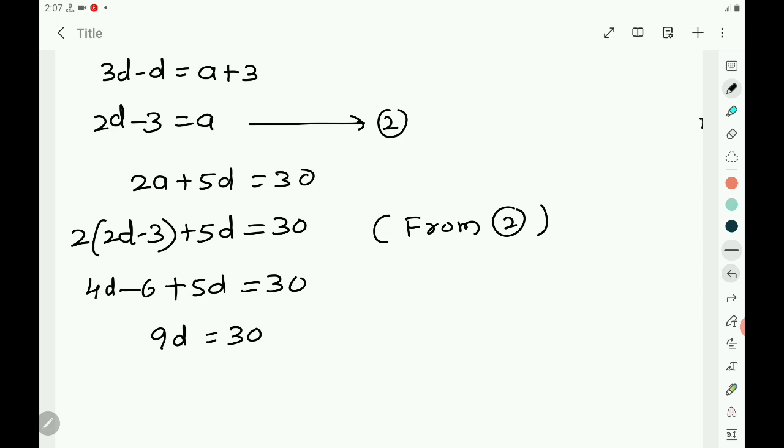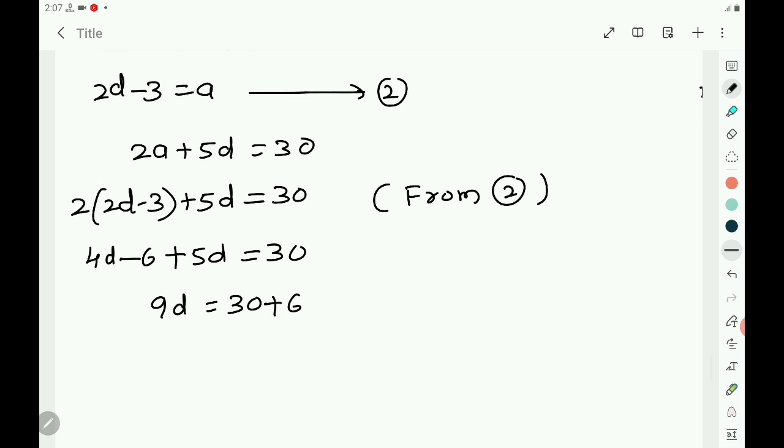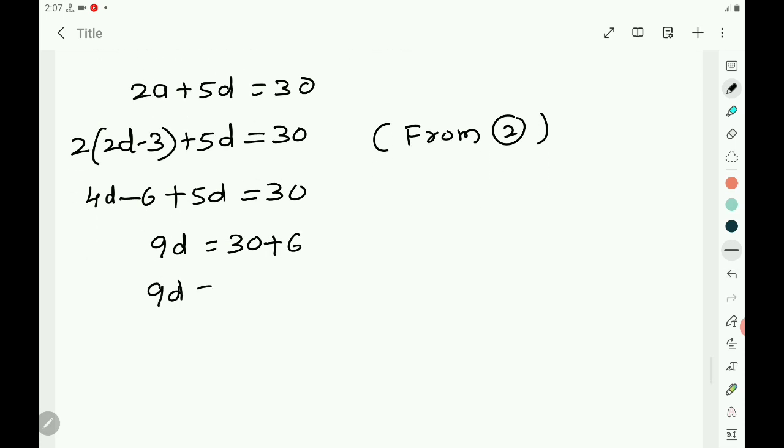Transfer this 6, 30 plus 6. 9d equals 36. 9d equals 36, d equals 36 by 9. 9 ones are 9, 9 fours are 36. You got d equals 4.